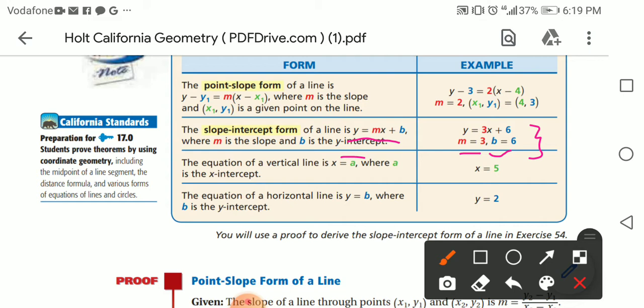Okay, the next one, the equation of a vertical line is x equals a, where a is the x-intercept. And b is the y-intercept. So we have here b for y and here a for x. The equation of a horizontal line is y equals b, where b is the y-intercept. Here for example x equals 5 and here y equals 2.